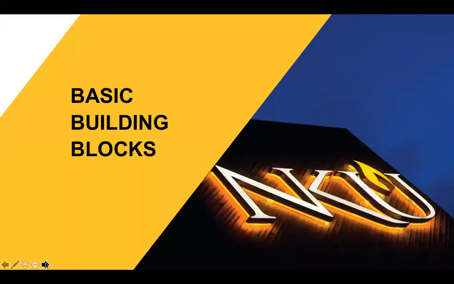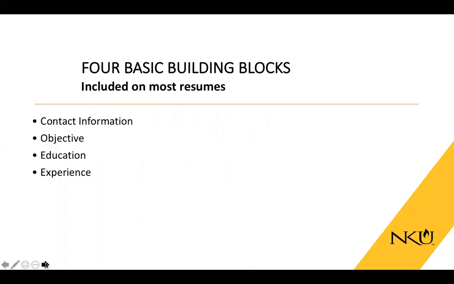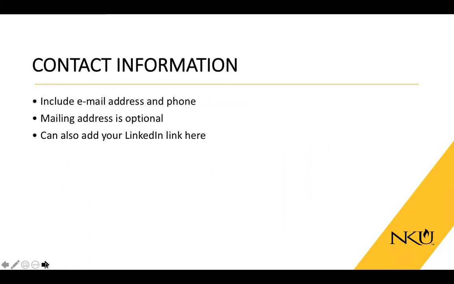Now to talk about the resume content that you may include in your resume. We recommend for college students to always include these 4 basic building blocks on their resume. I will talk about each of these in more detail. We recommend starting your resume with your contact information at the very top of your document, although it should not be in a header. When listing your contact information, you want to include your name, an email address that is appropriate, and your phone number. You may choose to include your LinkedIn or mailing address, but these are not required.